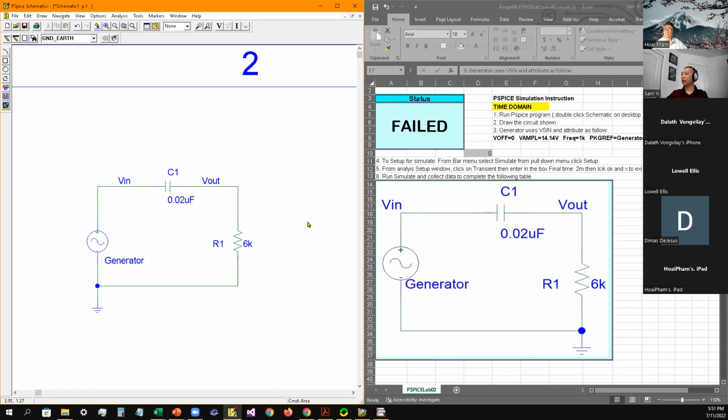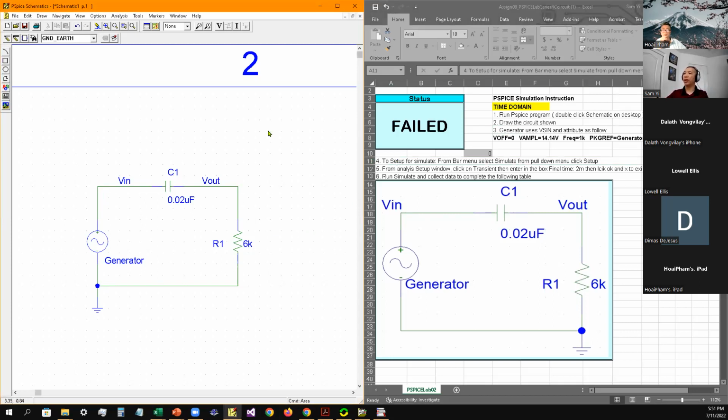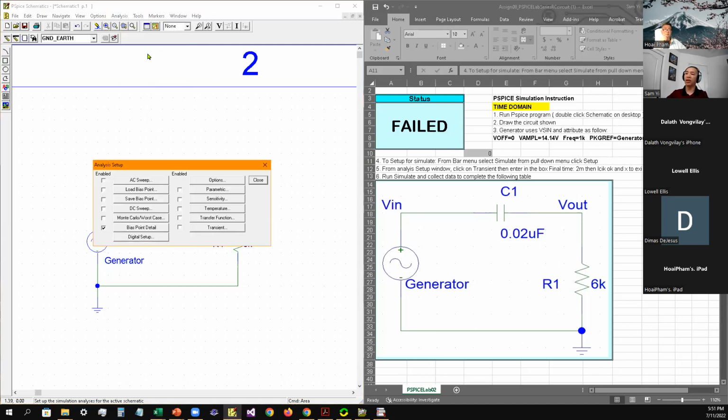Okay, so that's pretty much step number 3. Step number 4 is the setup, and step 5 as well. For step 4, go up to the Analysis menu and scroll down to Setup. Click on that. It brings up the setup menu, and you want to click on the word Transient. Transient is this one right here.